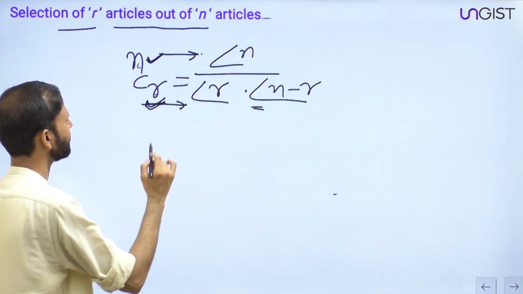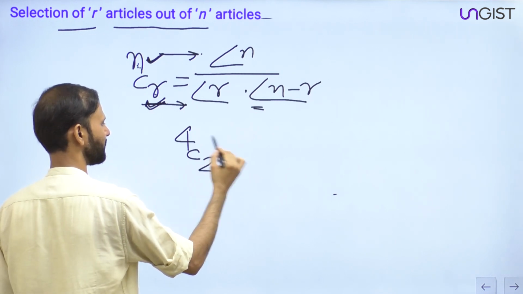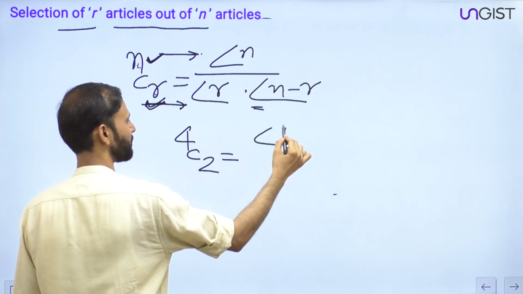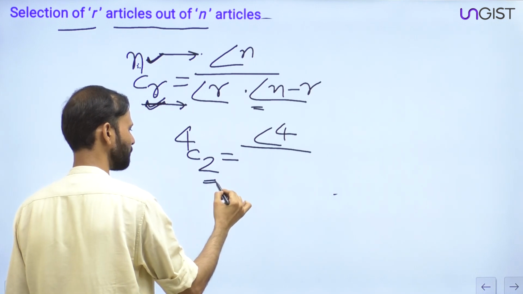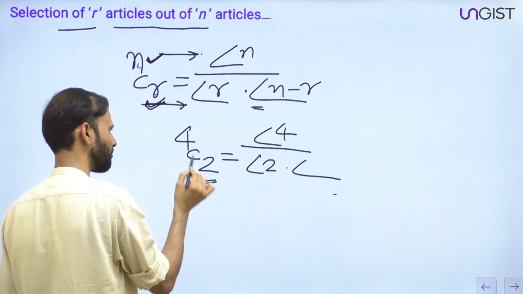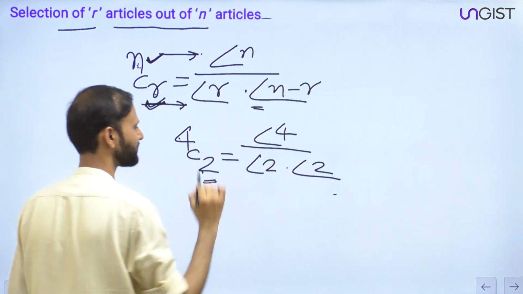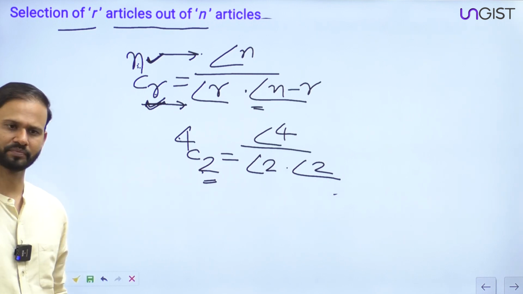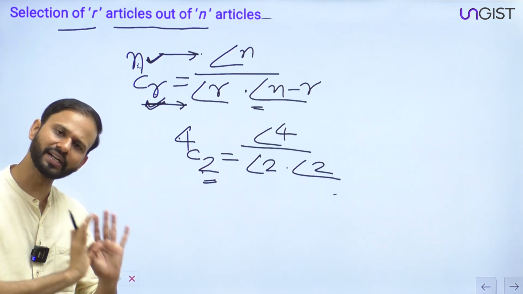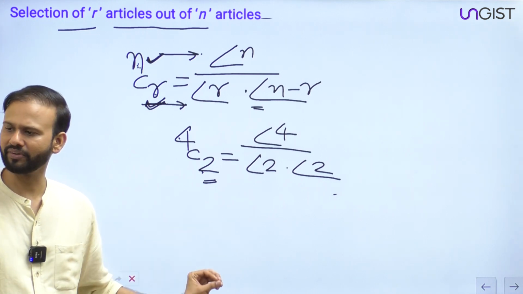For example, this is 4C2, right? So factorial 4 will come in the numerator, factorial 2 will come in the denominator, and one more thing, factorial of 4 minus 2. So 4 minus 2 is 2, right? So this is the value. We will be calculating it later, that is another thing, but this is the value. You are getting it, everyone?